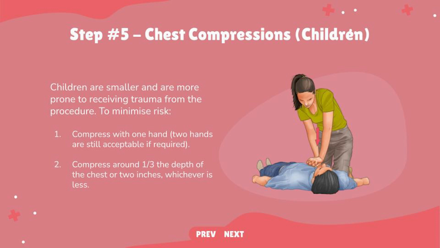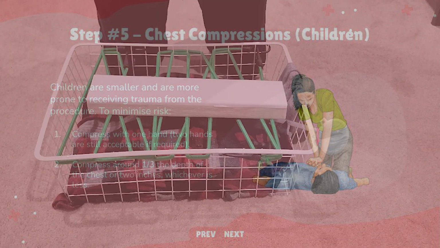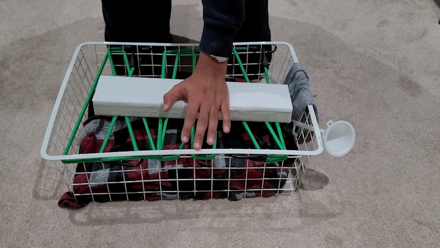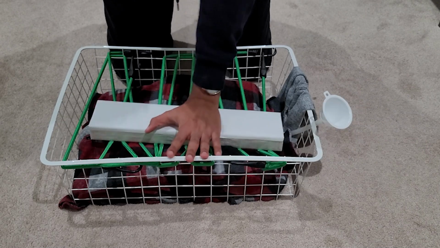Doing chest compressions on children. This procedure changes slightly as children are smaller and more prone to receiving trauma from the procedure. To minimize risk, compress with one hand. Two hands are still acceptable if it's required. Furthermore, compress around 1/3 of the depth of the chest, or 2 inches, whichever is less. This next clip shows you how to perform CPR on children with one hand.